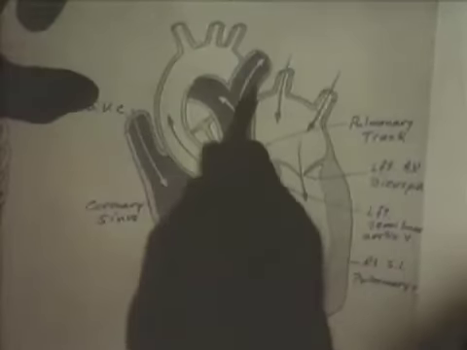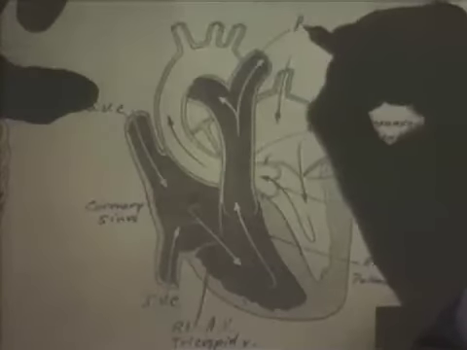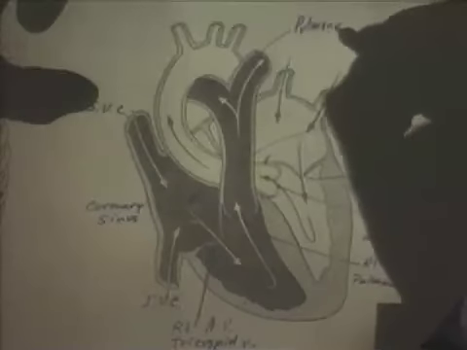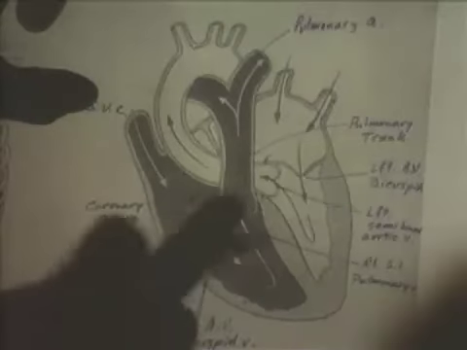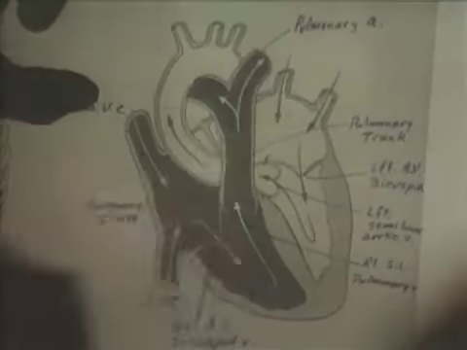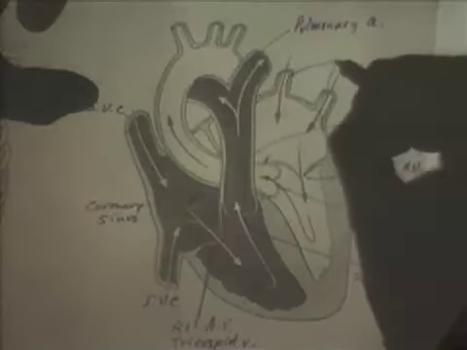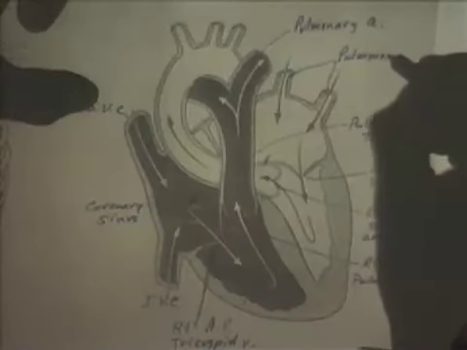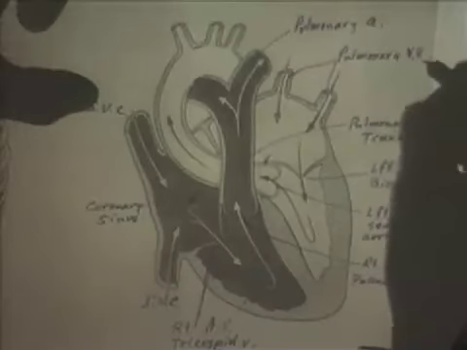Which leads then in turn to the pulmonary arteries. And you'll notice that that is the one case where you've got an artery that's carrying unoxygenated blood. Here, of course, we have got the pulmonary veins returning the blood to the left heart.